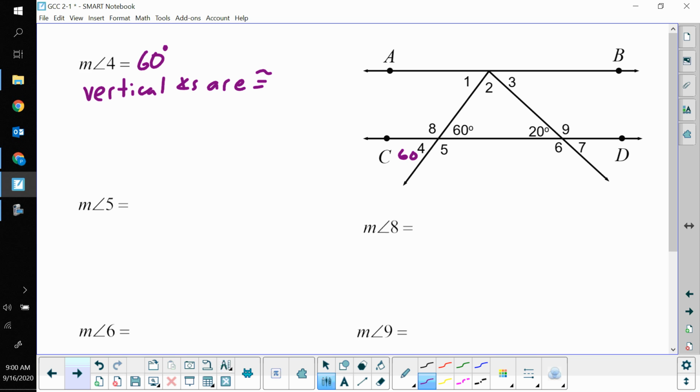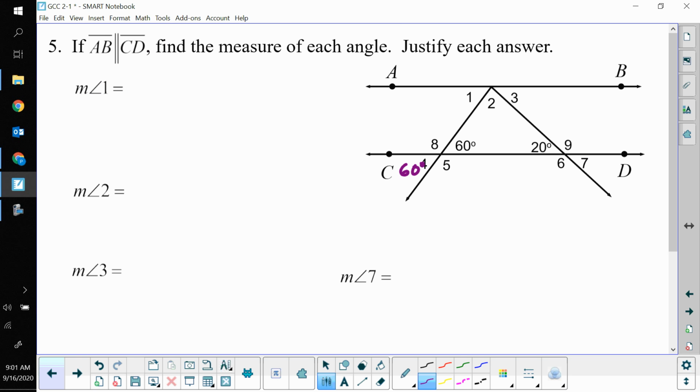Now likewise, we've got a vertical angle for the 20 degree one. That would be angle 7. So back up on the top is where angle 7 was. So we can say angle 7 is 20 degrees, and the same reason. Vertical angles are congruent.